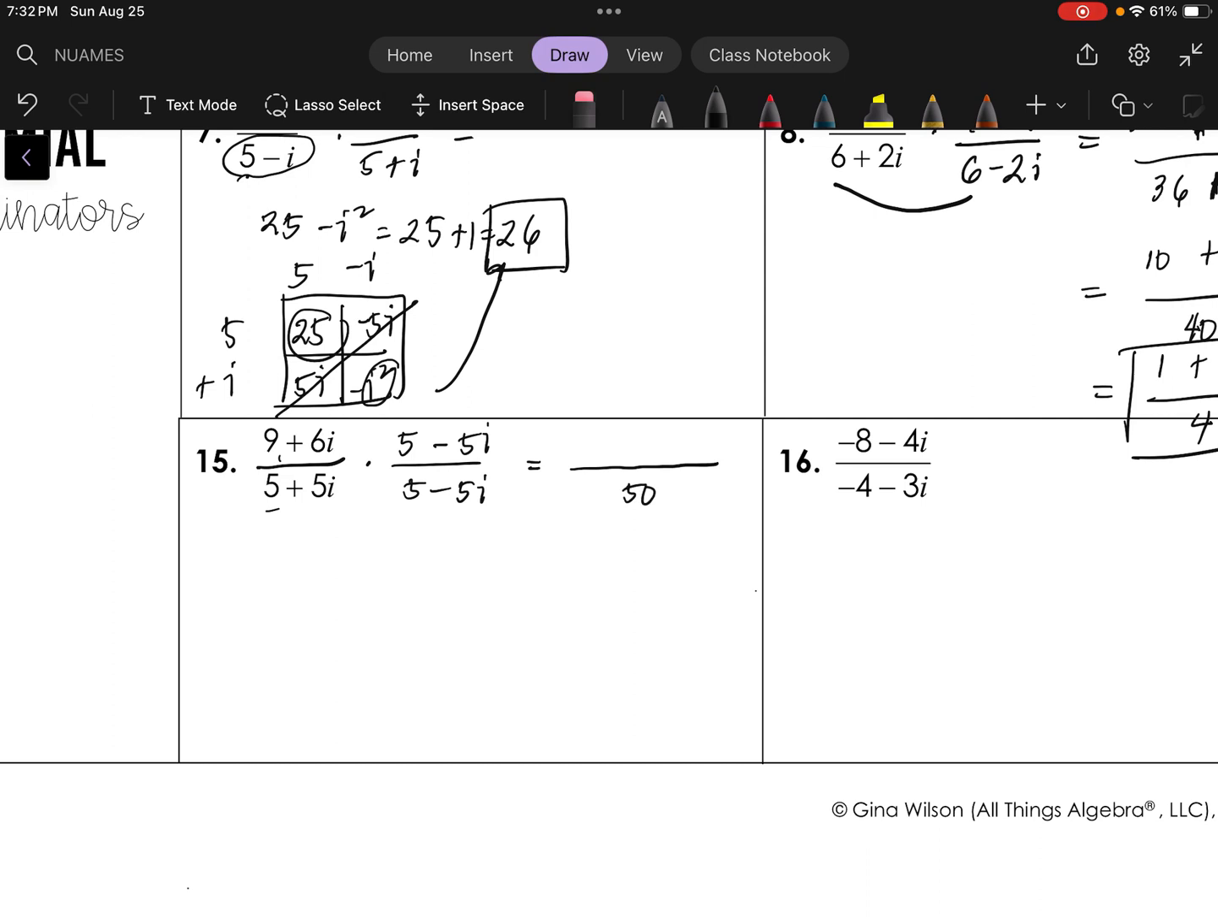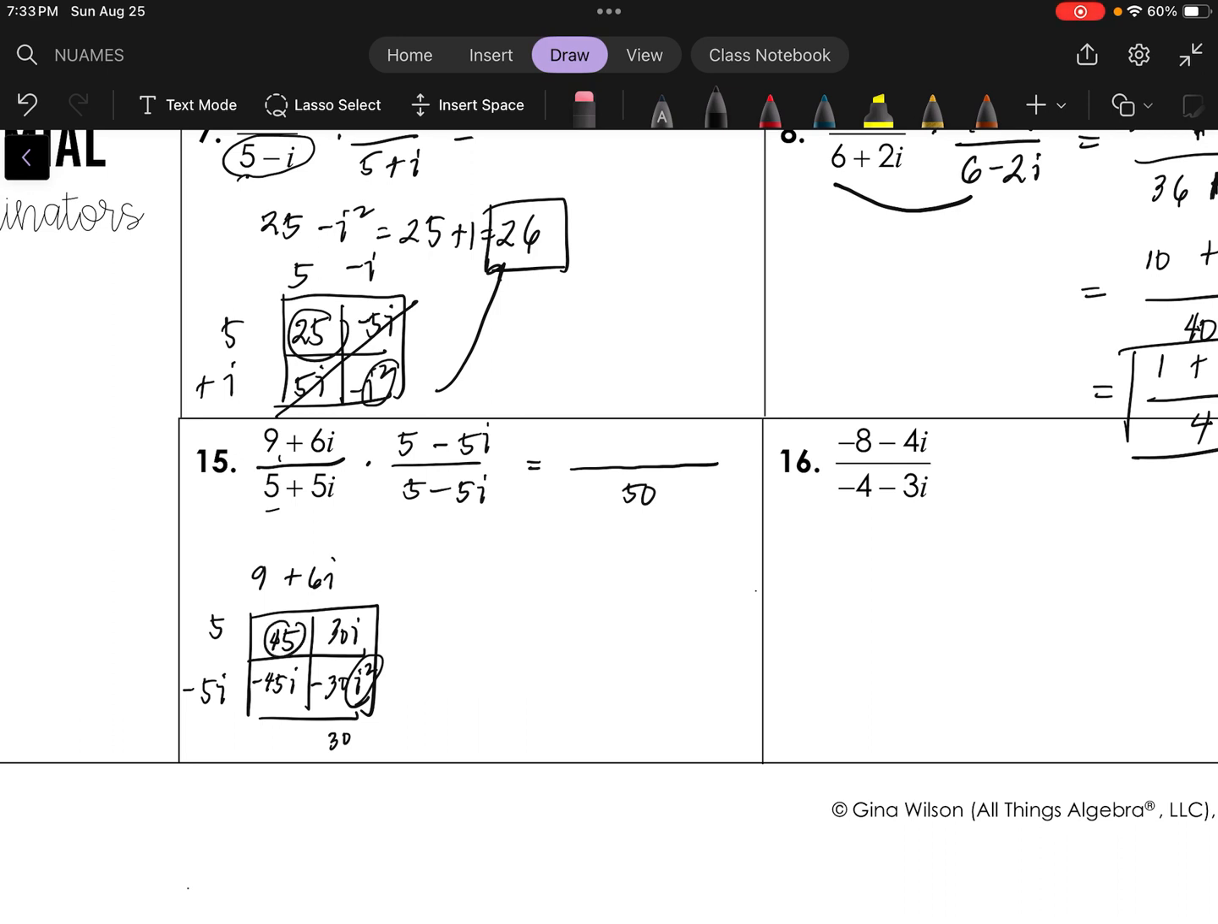All right, and then let's do the box method for the numerator times numerator. You have 9 plus 6i, you have 5 minus 5i. 9 times 5 gives you 45. 6i times 5 gives you 30i. 9 times negative 5i gives you negative 45i. And then 6i times negative 5i gives you negative 30i squared. Again, this is a negative 1, so this will be positive 30.